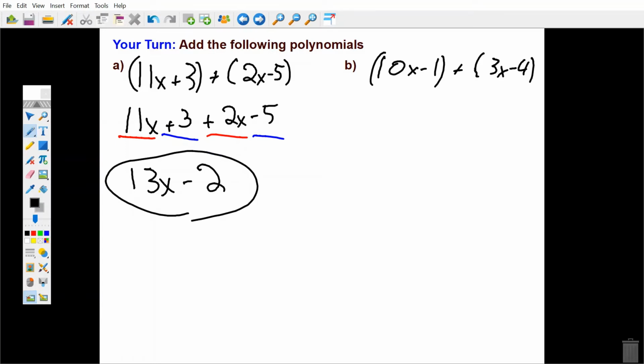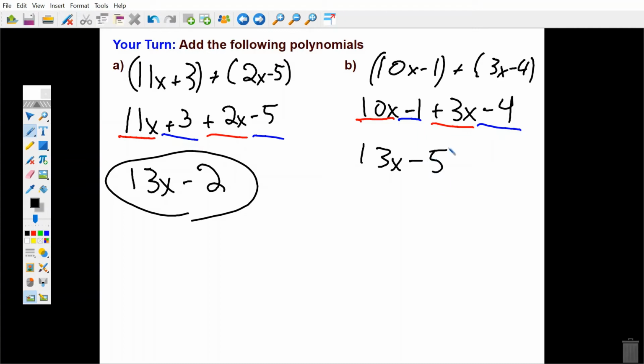Over here, another adding question. So I'm going to drop my brackets. Gather my like terms. 10x plus 3x is 13x. Negative 1 minus 4 is negative 5. 13x minus 5 is our answer.